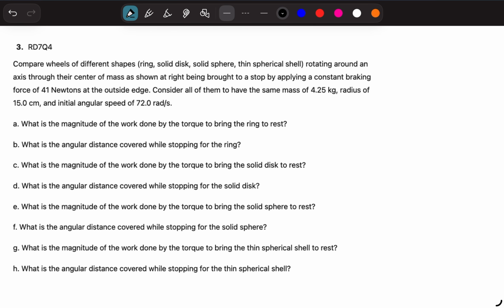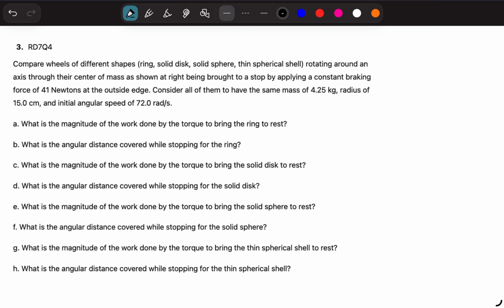Compare wheels of different shapes: ring, solid sphere, solid disc, thin spherical shell, rotating around an axis through their center of mass as shown, being brought to a stop by applying a constant braking force of 41 newtons at the outside edge. Consider all of them to have the same mass of 4.25 kilograms, radius of 15 centimeters, and initial angular speed of 72 radians per second.